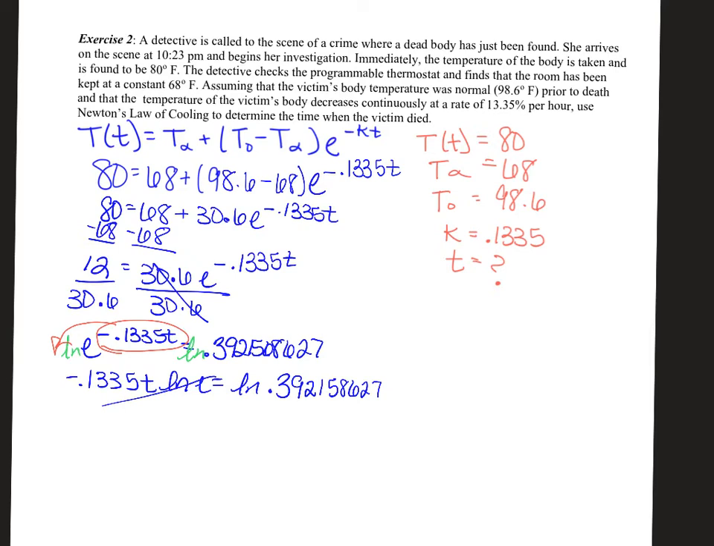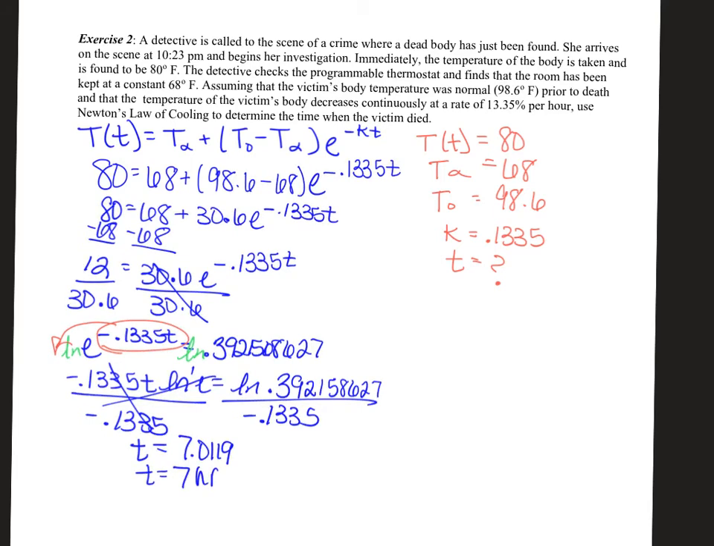Now that's gone. The natural log of e is 1. Divide both sides by that k. So when I put that whole crazy looking thing in my calculator, I get 7.0119. When we're talking time, you don't want to go out more than 2 decimals anyway. So we're going to say about 7 hours, give or take a few minutes.